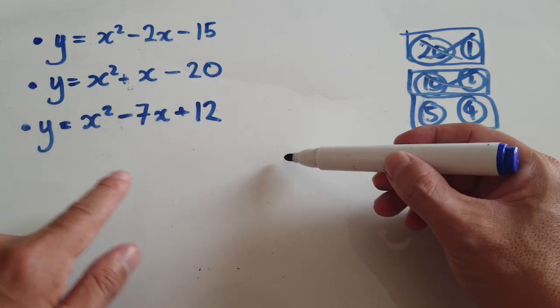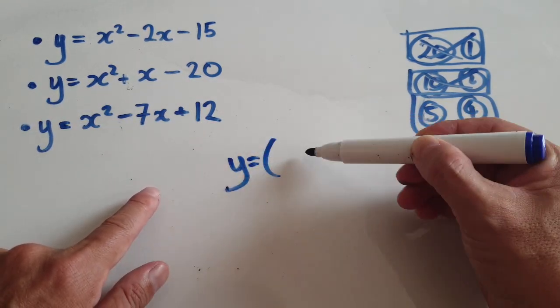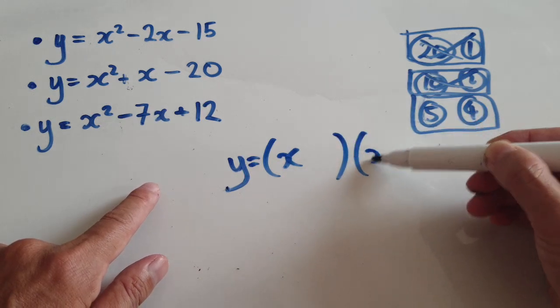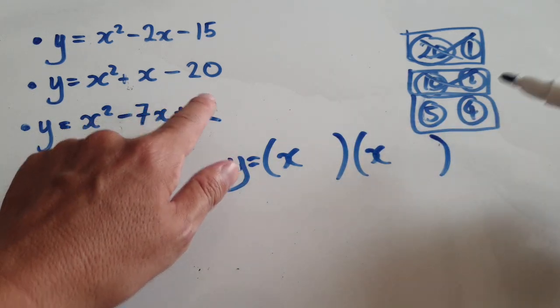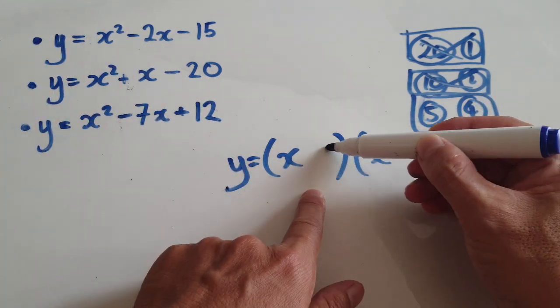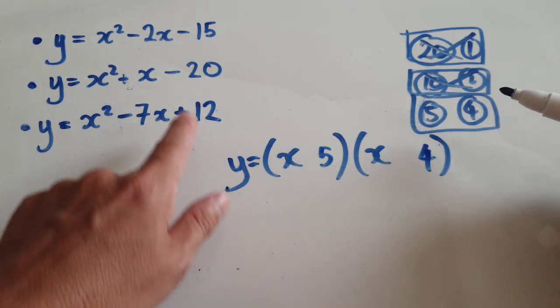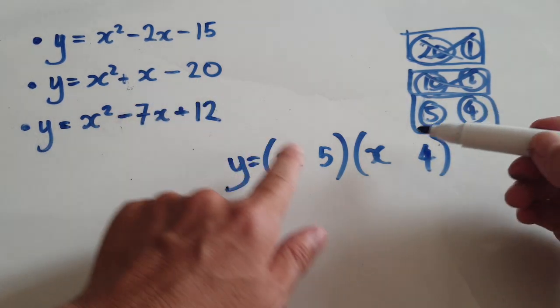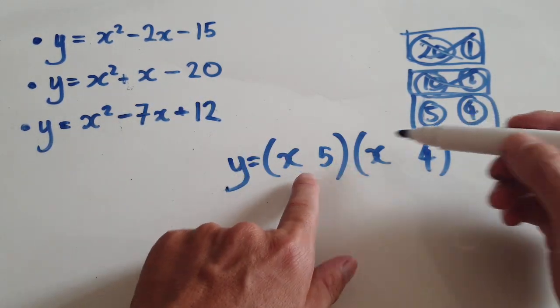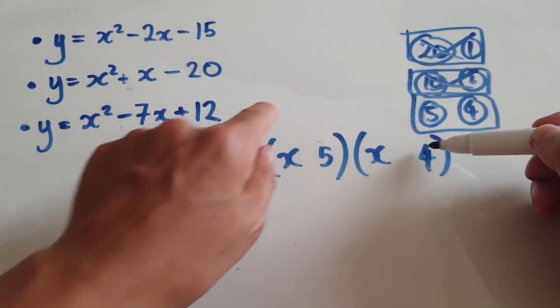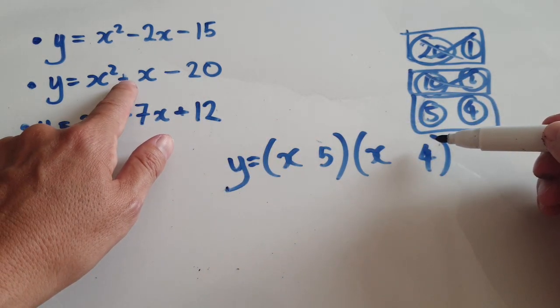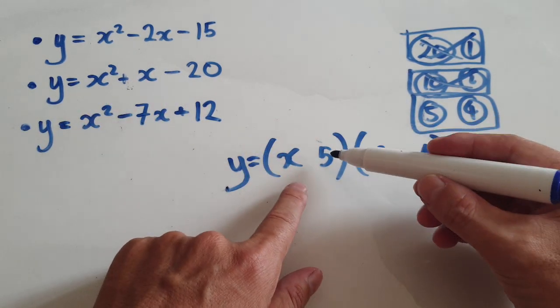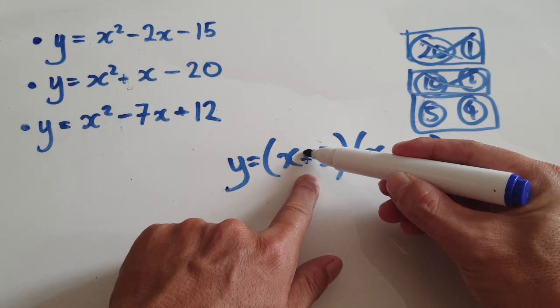Don't forget, y equals (x something) and then (x something). Let's randomly guess 5 and a 4 here. So to create a -20, one of the two must be a negative, because when you get this times this, one of the two must be a negative. You have to create a +1. So for +1, you really want positive 5x.